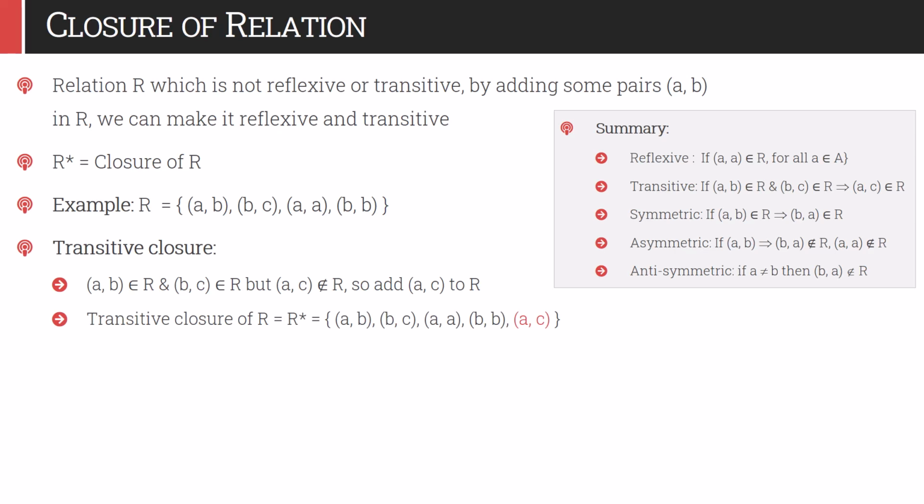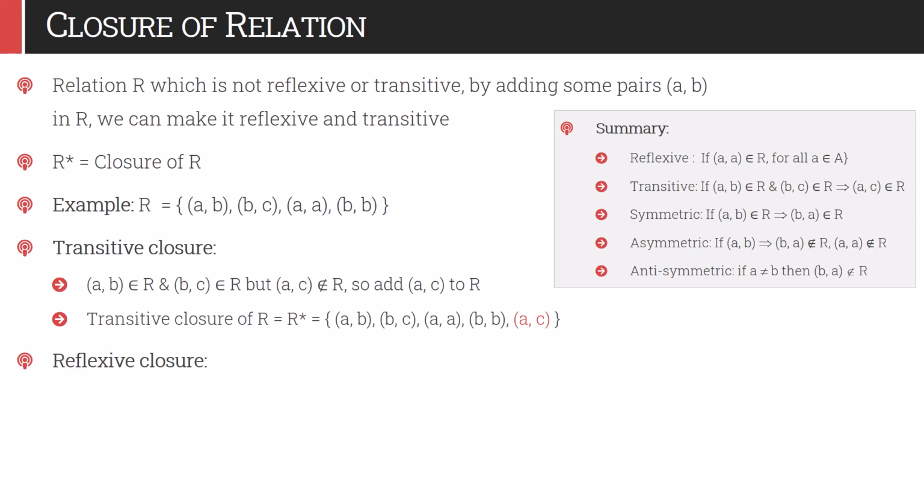Is there any other possibility? AA is in R, AB is in R, so AB should be in R. It is already there. Similarly, AB is in R, BB is in R, so AB should be in R. So that is also there in the relation. So it's complete now. This relation R star makes sure that the given relation is now transitive, and that's why it is called the transitive closure of relation R.